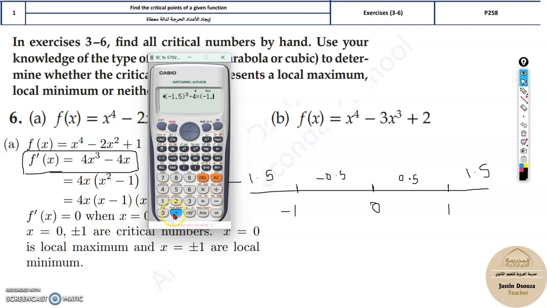Sorry, minus 1.5. That's it. The answer we got is negative. We don't mind whether it's 17.5 or anything. We just want minus or plus. So what I'll do is write over here minus signs. 1 is enough just for understanding. It's negative over here. Then I need to change to what?